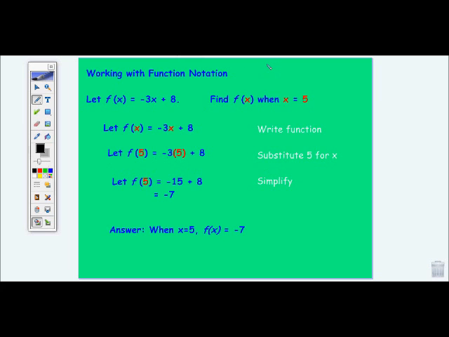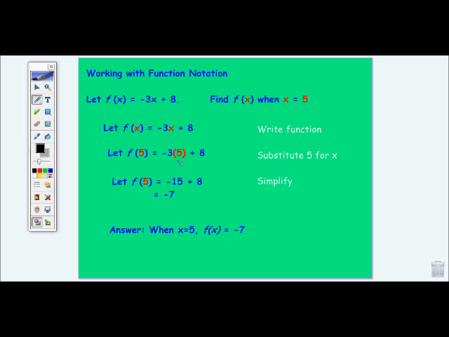So let's do a couple of these for practice. The first one is, let the function of x equal negative 3x plus 8. Now it says, find the function of x when x is equal to 5. So first of all, I went ahead and I wrote it in the equation form. Now I'm going to replace x with 5. So the function of 5, when we're doing negative 3 times x, replacing that with a 5, plus 8.